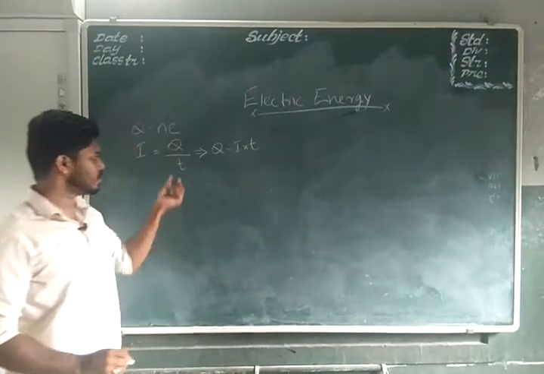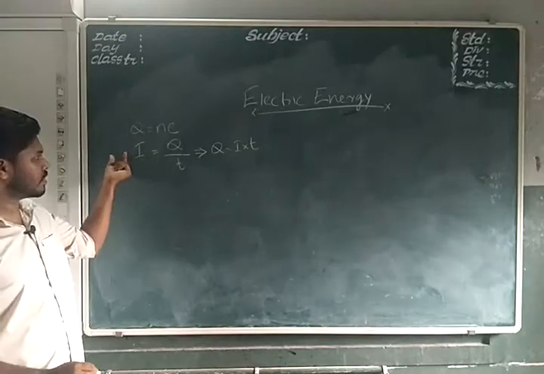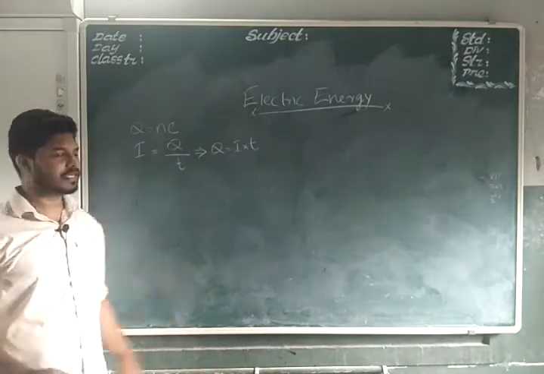How did we make this equation? Taking this T to the other side, divided by T will become multiplied by T. I into T equal to Q only here. That is Q equal to IT.